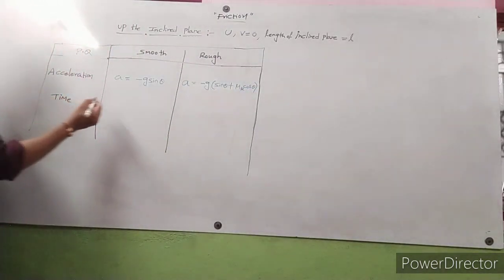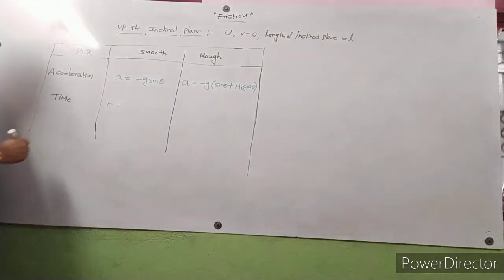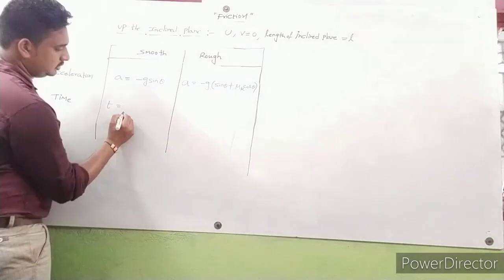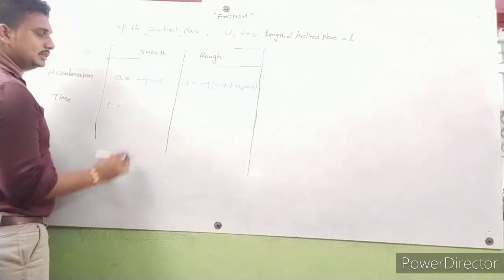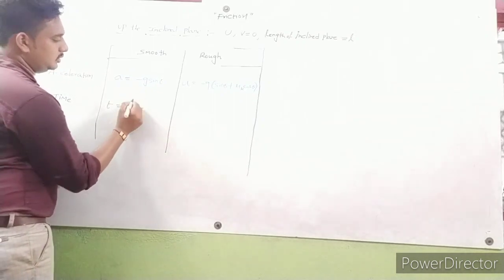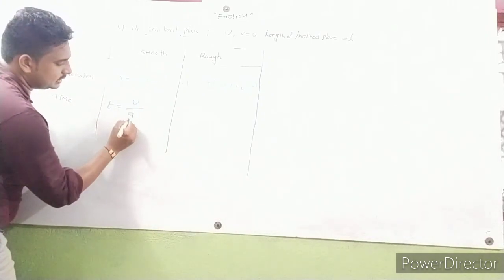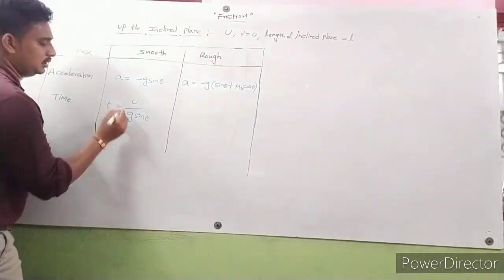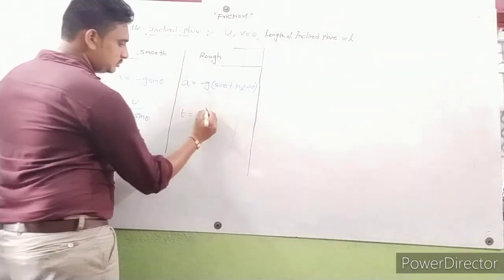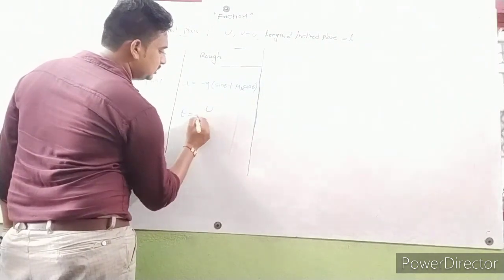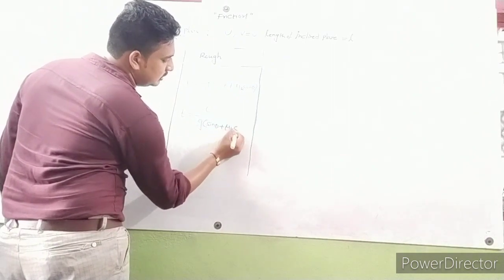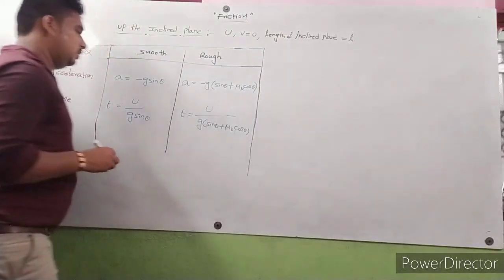Next, time taken to go up the inclined plane is the time of ascent, t is equal to u by a. For the smooth plane, t is equal to u by g sin theta. For the rough plane, t is equal to initial velocity u by g into (sin theta plus mu k cos theta).